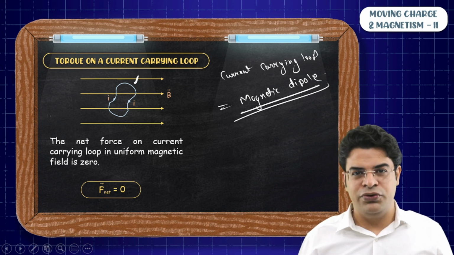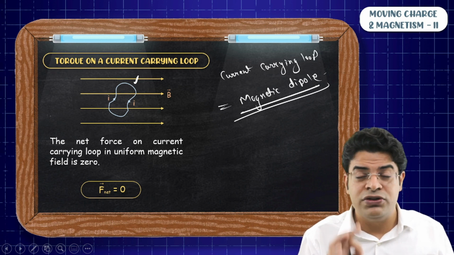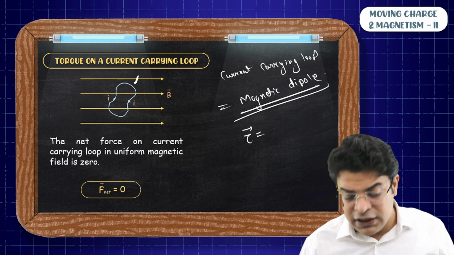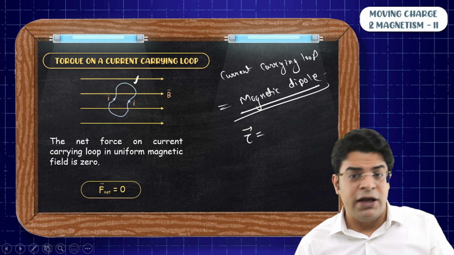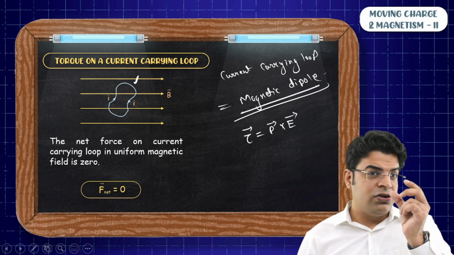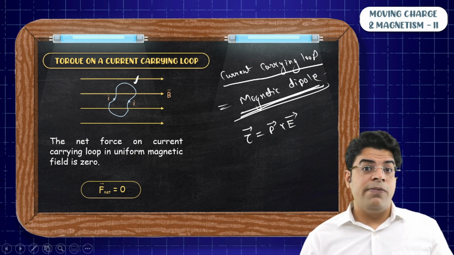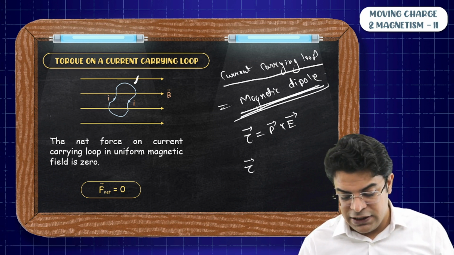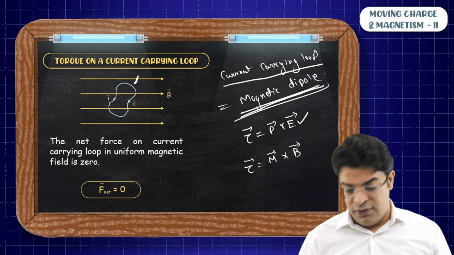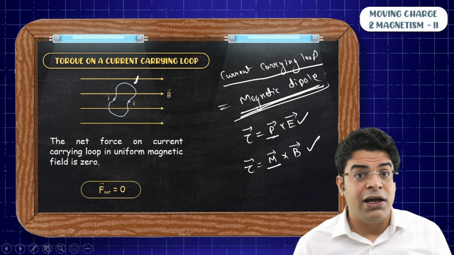But after teaching you this, that when you place an electric dipole in a uniform electric field, it experiences zero force, I taught you that it experiences a torque. And the torque acting on the electric dipole when placed in a uniform electric field is given by P cross E. Similarly, the torque acting on a current carrying loop, which is nothing but a magnetic dipole, when placed in a uniform magnetic field, is given by M cross B. What is E? Electric field. What is B? Magnetic field. What is P? Electric dipole moment. What is M? Magnetic dipole moment.